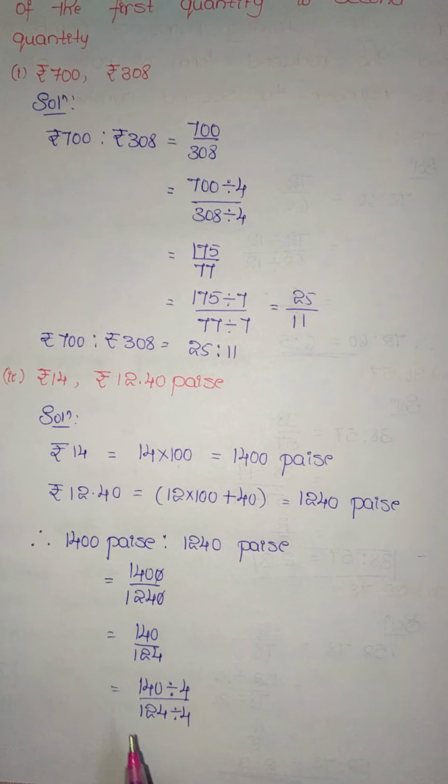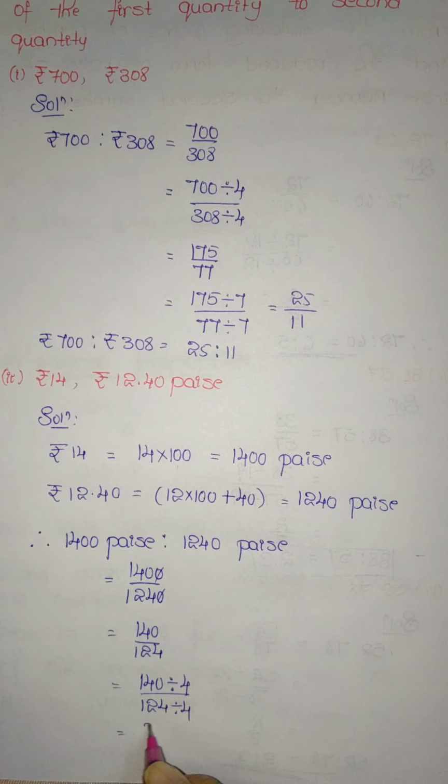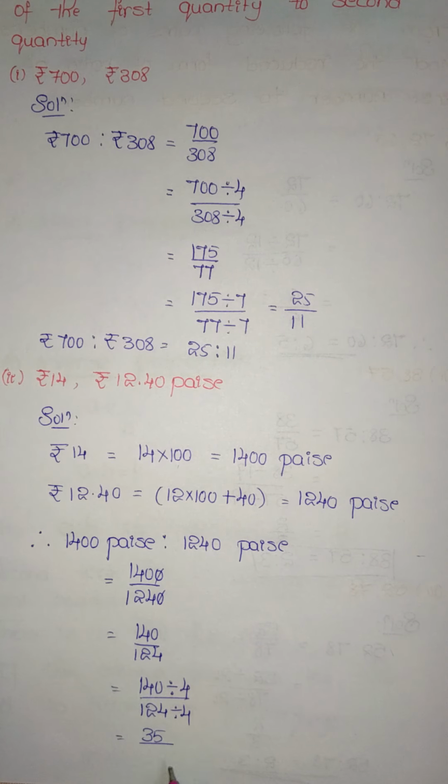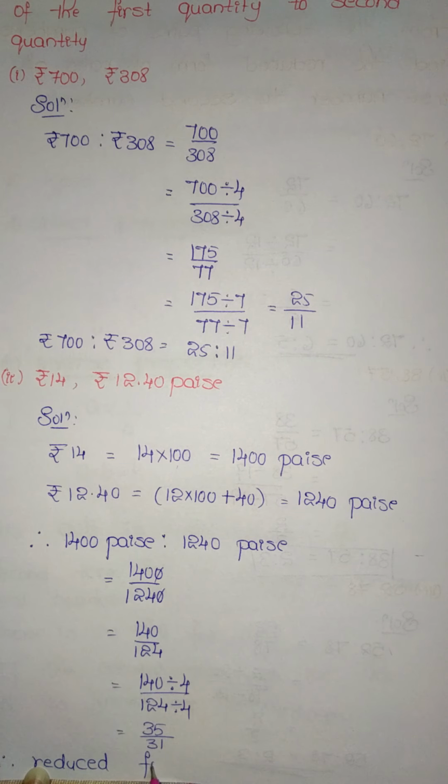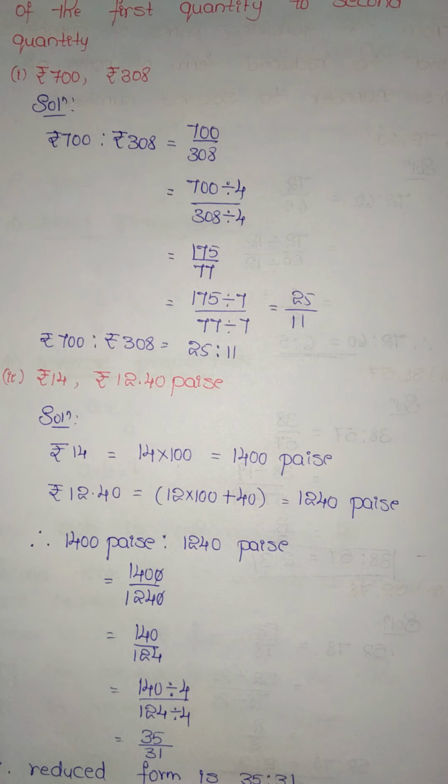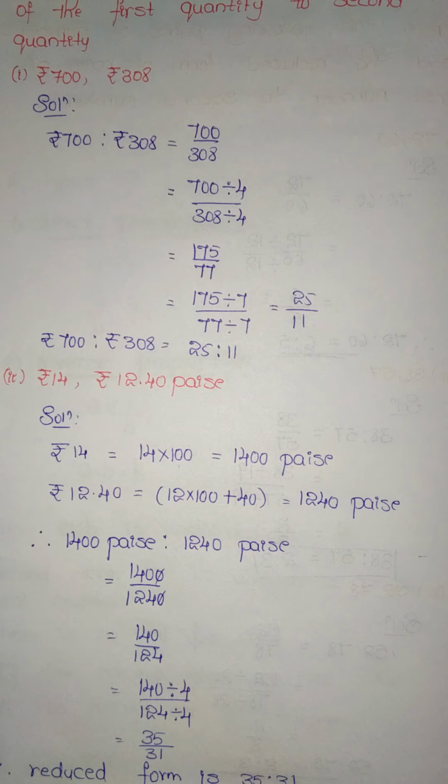So here 140 by 4 equal to 35. And here it is 31. So therefore the reduced form is 35 raised to 31. So the reduced form of 14 rupees and 12 rupees 40 paise is 35/31, that is 35 raised to 31. Next move on to the third one.